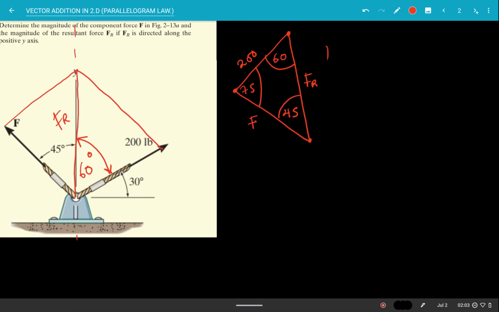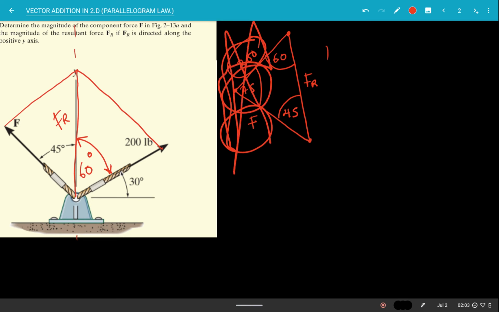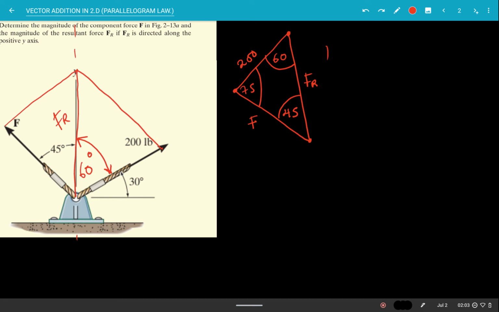Now, in this case, we're not going to use the cosine rule because we don't have two sides. We only have one side, we only have this side, we don't have the other side. But we also have the angle in the middle. But we can't use the cosine rule because it won't work. So given all the angles and one side, you can use the sine rule to determine the lengths that you want to find, which are the components and the resultant in this case.